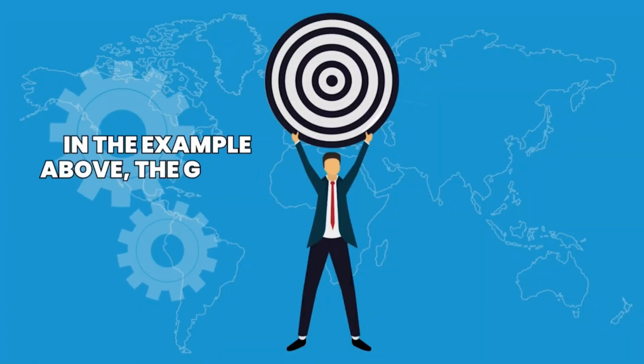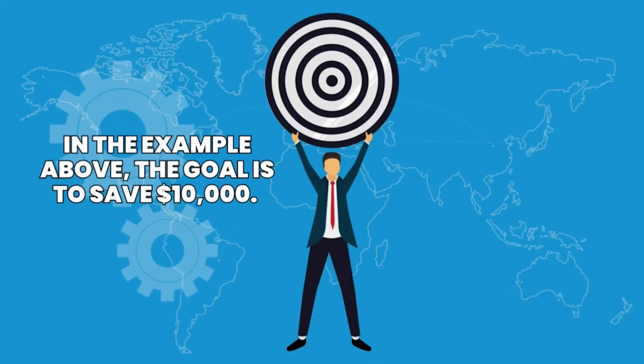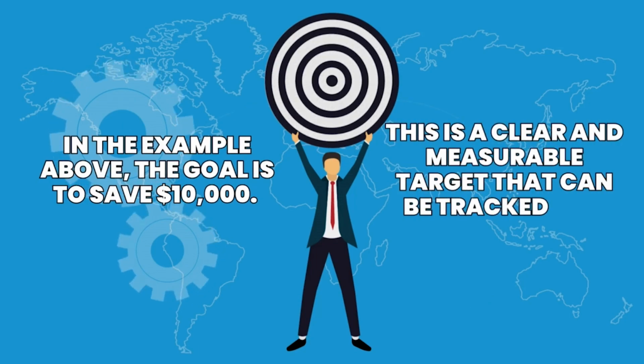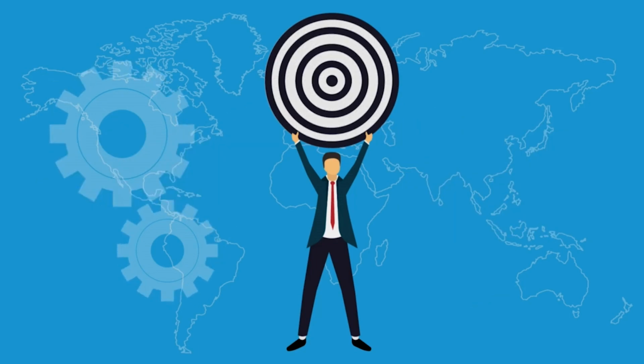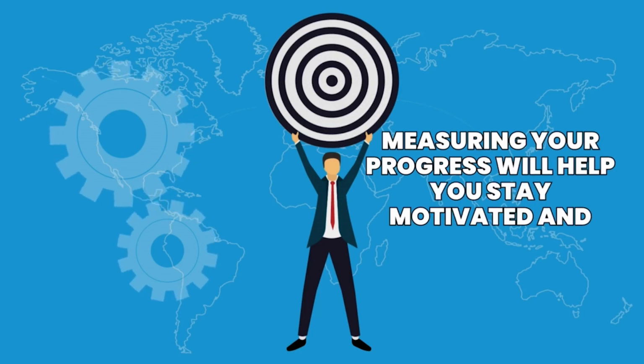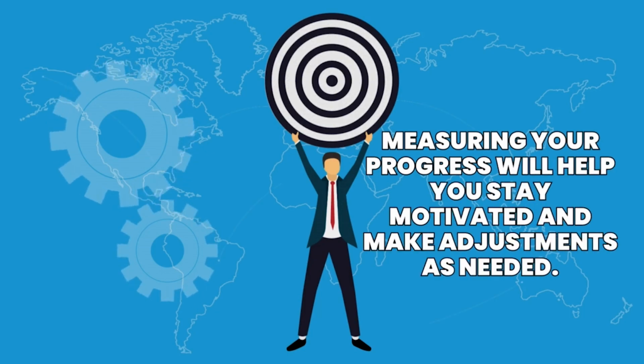Your goals should also be measurable. In the example above, the goal is to save $10,000. This is a clear and measurable target that can be tracked and monitored. Measuring your progress will help you stay motivated and make adjustments as needed.